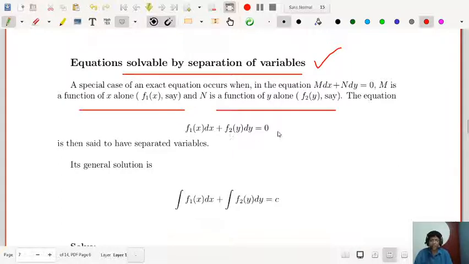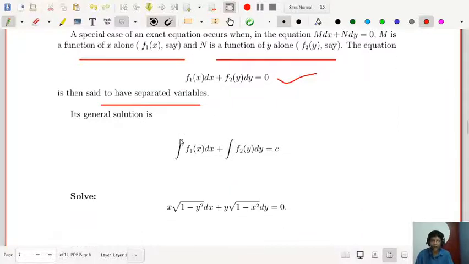then the equation f1(x) dx plus f2(y) dy equal to 0 is said to have separated variables, because you see m is a function of x alone. In the previous case m is a function of x and y, and n is a function of x and y. But here, as a special case, m is a function of x alone and n is a function of y alone, so this is said to be separated variables, and you can get the general solution by integrating this. This is the general solution, c is an arbitrary constant.